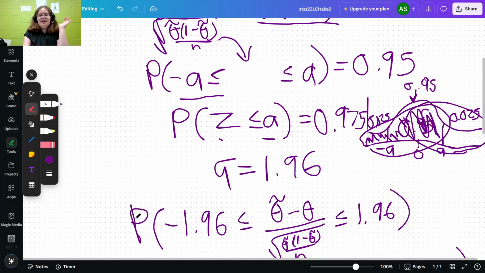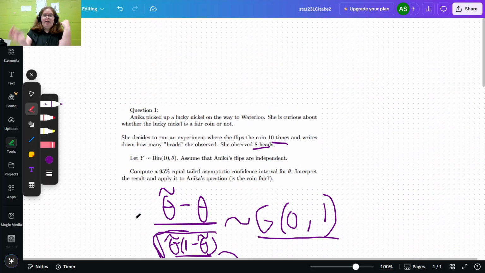So that concludes my video on how to compute an equal-tailed confidence interval for theta with a binomial distribution based on the asymptotic pivotal quantity, which we use the CLT to approximate.